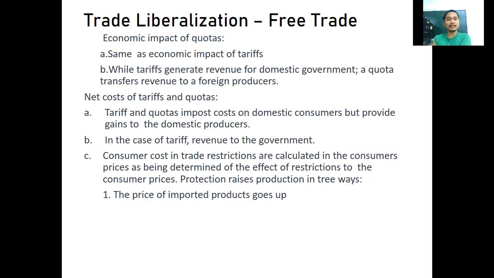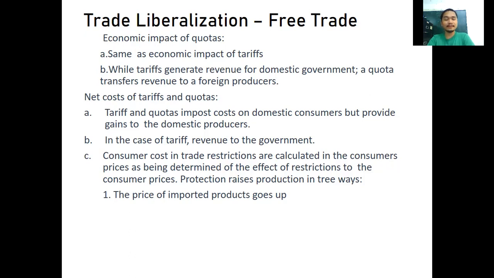So the economic impact of quotas is the same as the economic impact of tariffs. While tariff generates revenue for the domestic government, a quota transfers the revenue to foreign producers. Ang tariff is generate revenue for domestic government. Ang quota na to is to transfer the revenue to the foreign producers. So the net cost of tariffs and quotas: they impose the cost on domestic consumers but provide gains to the domestic producers. And in the case of tariff, revenue goes to the government.